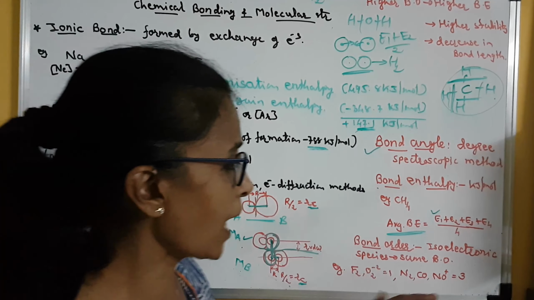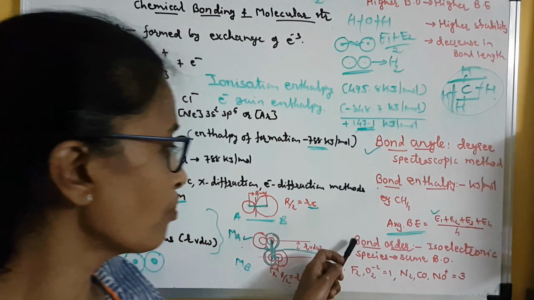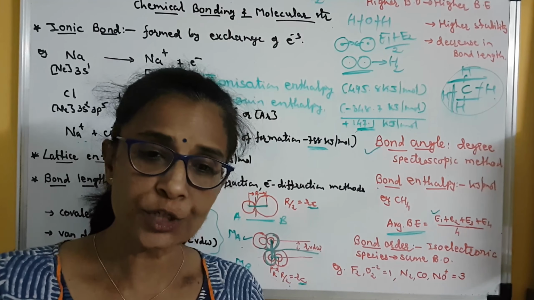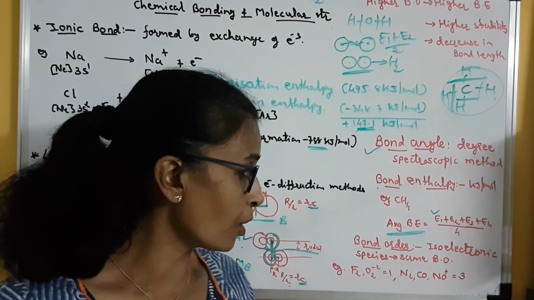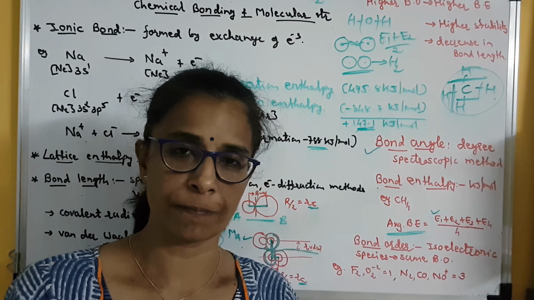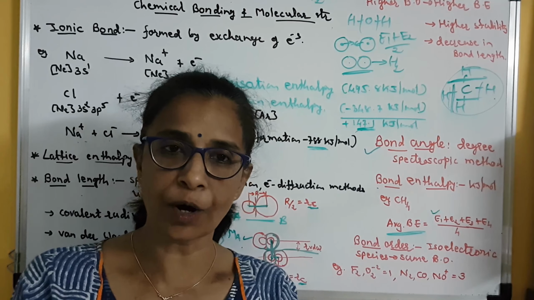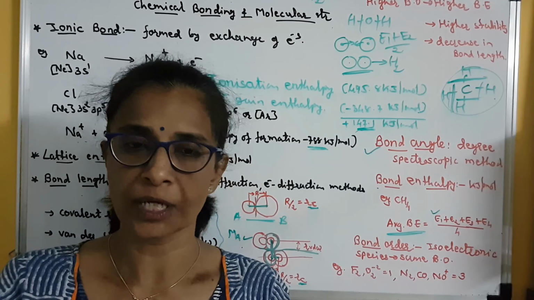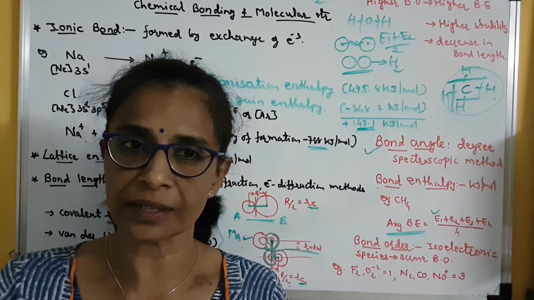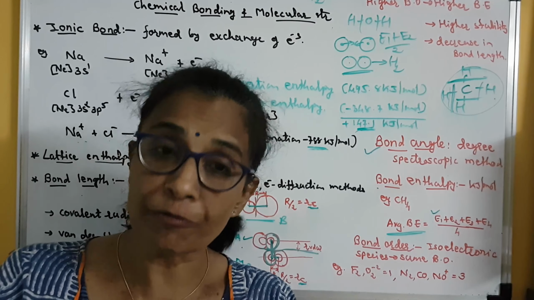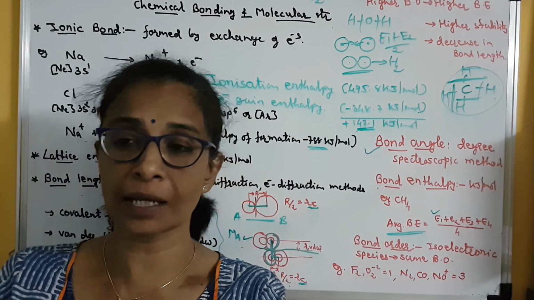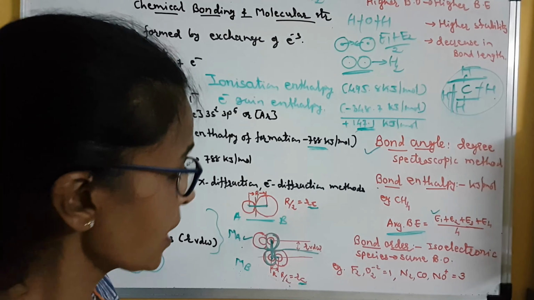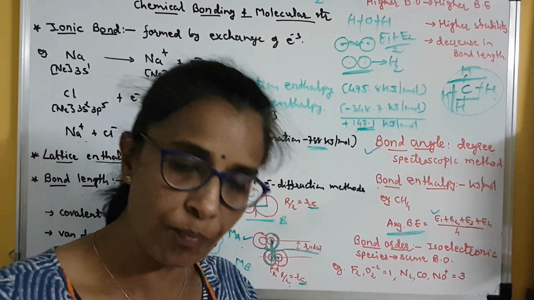Okay. Then the last parameter is bond order. According to the Lewis approach, bond order means the number of bonds. If it is a single bond, the bond order is 1. If it is a double bond, bond order is 2. If it is a triple bond, bond order is 3. Bond order can even be a fraction. It can be 0.5, it can be 1.5 also. Yes, that also we will study afterwards. So bond order is the number of bonds.